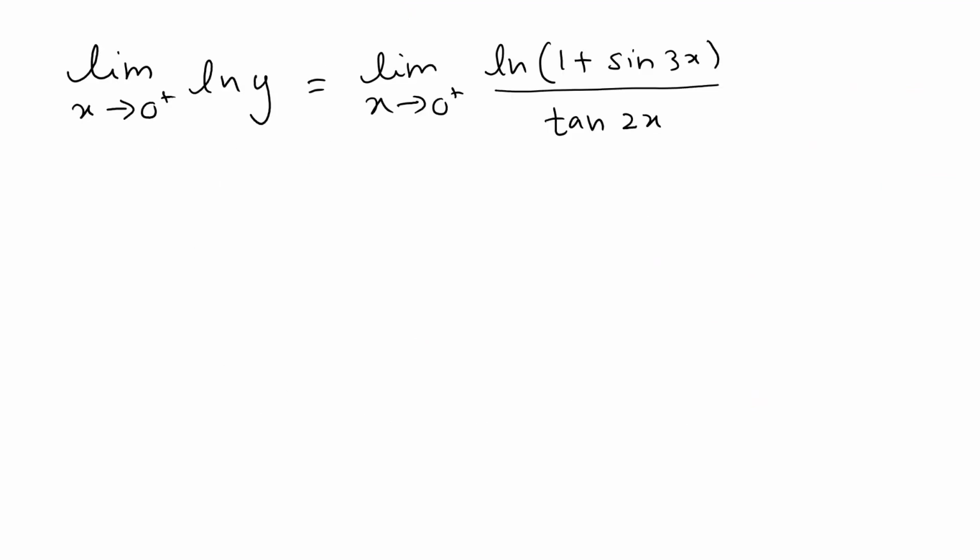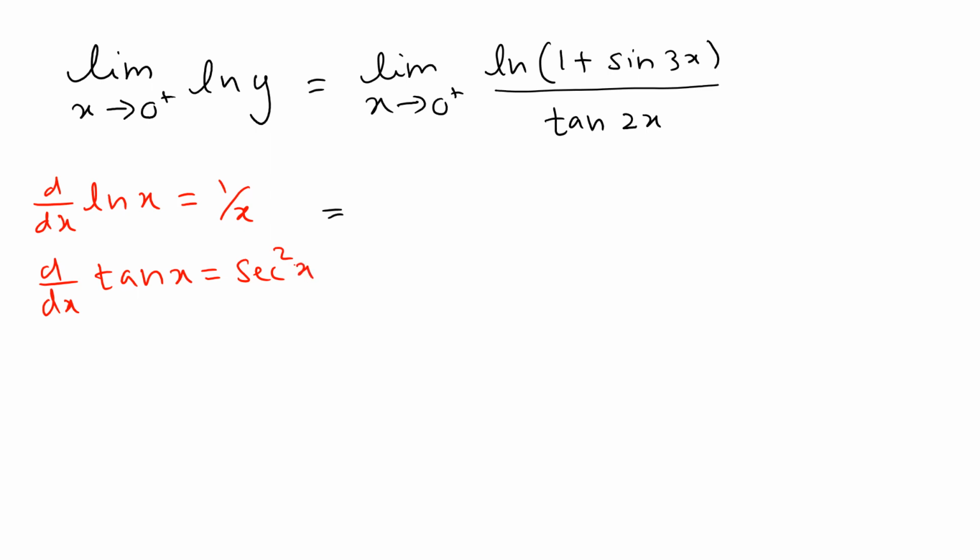Before we take the derivative, let's recall one of the results. One result is that if you take the derivative of natural log, you get 1 over x. The other result is that the derivative of tan x is secant squared x. So we can use those two results here. So that means there is going to be a limit.